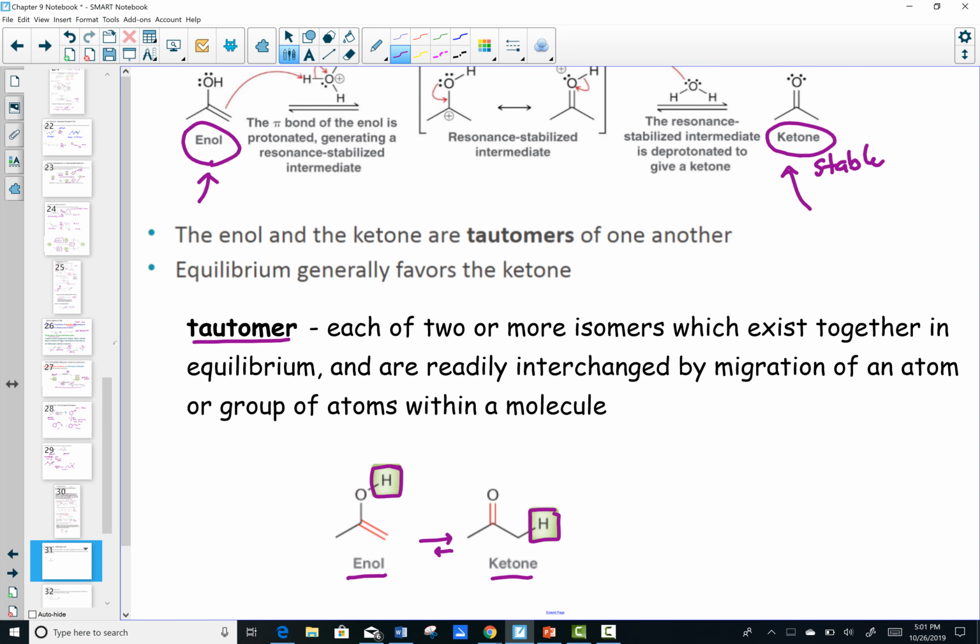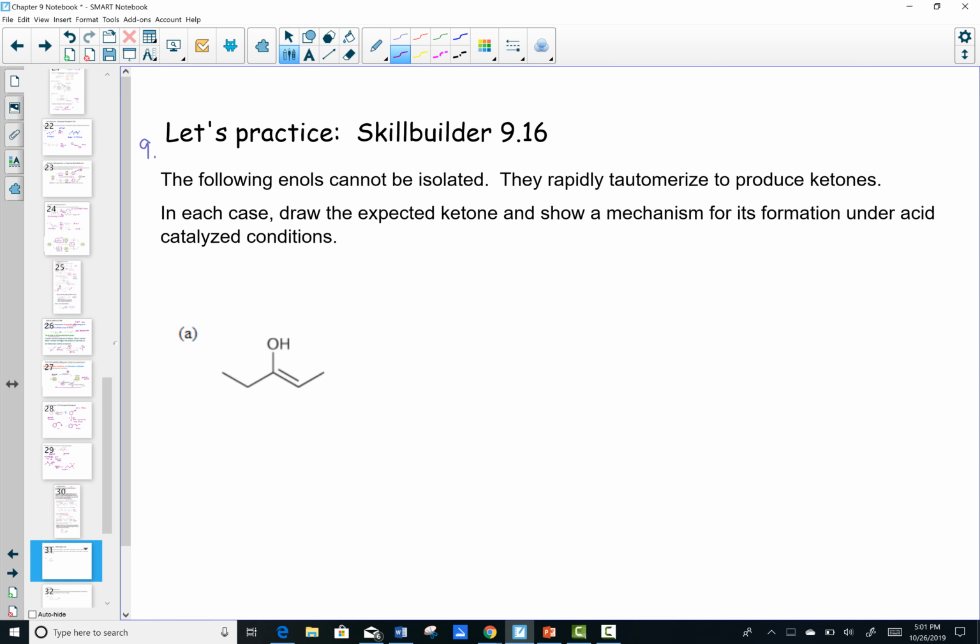Let's put it to use. Let's process. Here is an enol. These enols cannot be isolated because they just rapidly tautomerize to produce ketones. In each case, and this has letters involved, I've picked letter A, draw the expected ketone and show a mechanism for its formation under acid-catalyzed conditions.